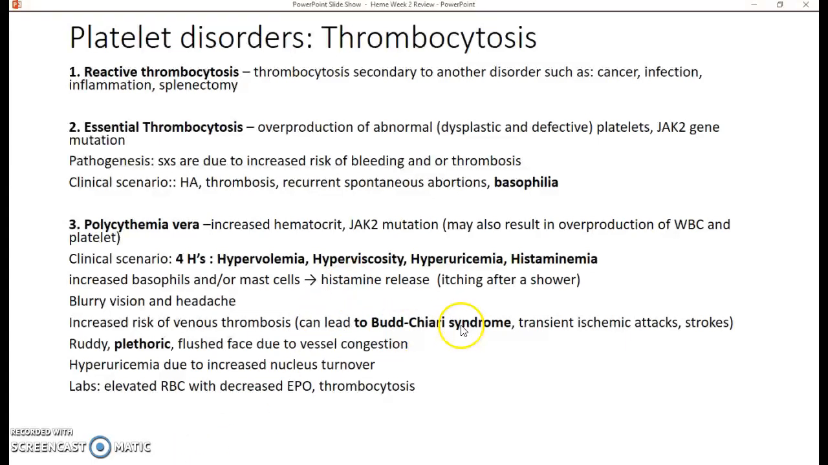Budd-Chiari syndrome is really associated with these JAK2 mutations as well. In the labs, you're going to see an elevated hemoglobin and hematocrit, but a decreased EPO, and that helps you differentiate from people who are blood doping and people who, say, have bad COPD and have low baseline oxygen levels. Because they're trying to oxygenate their tissues, they're going to have high levels of EPO. They can have an increased hematocrit, but it's because of their baseline low oxygen. P. vera patients have normal oxygenation.